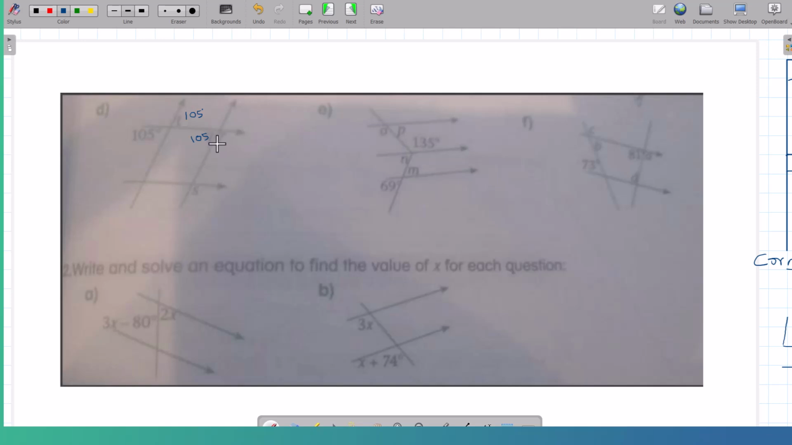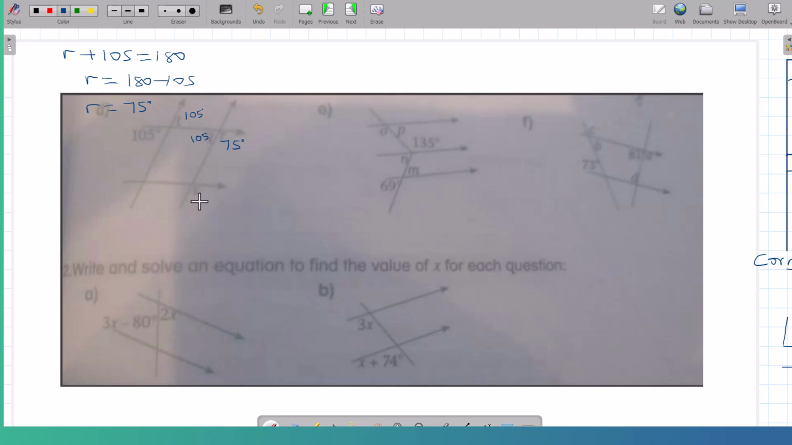To get angle R, we are going to say R plus 105 equals 180 degrees. So our R is going to be 180 minus 105. Which answer do we get here? 75. So R is 75 degrees. Are we together, guys? Now, what about our angle S here?